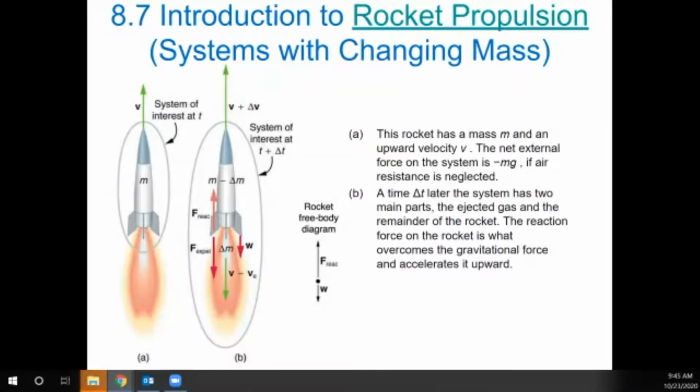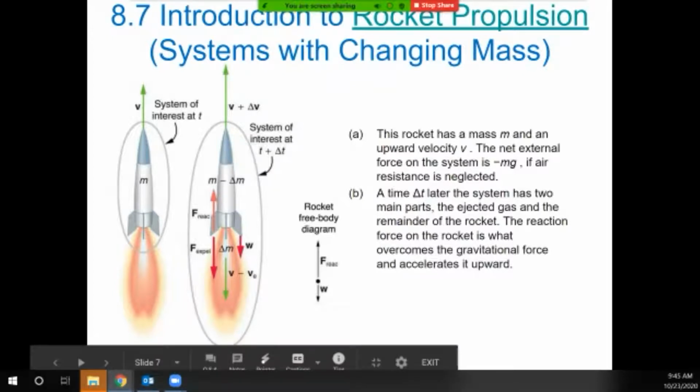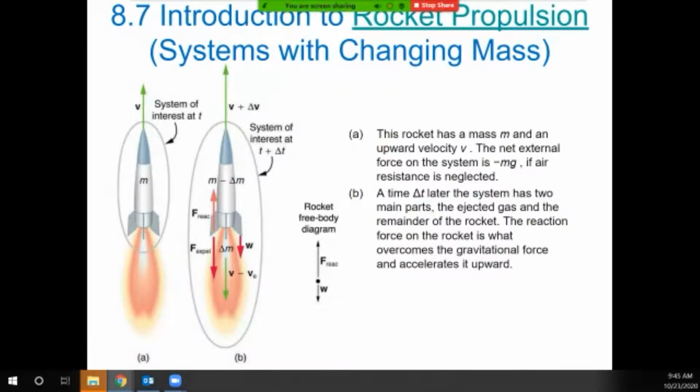Rocket propulsion. When the rocket is being launched, the fuels inside the rocket are ignited, and the reaction of the fuels, the hydrogen and oxygen, will produce a lot of pressure that pushes the exhaust gas outside. That's why you see the flames here, and the gas is being expelled out. So when the rocket is being launched into the air, the mass of the rocket is changing because you are expelling the exhaust gas all the time.